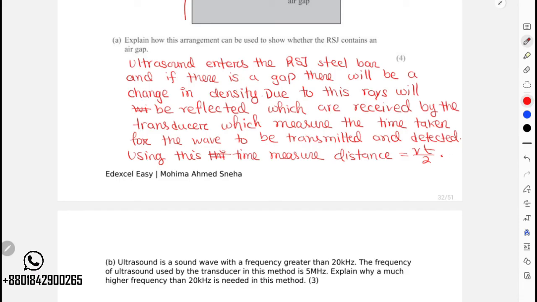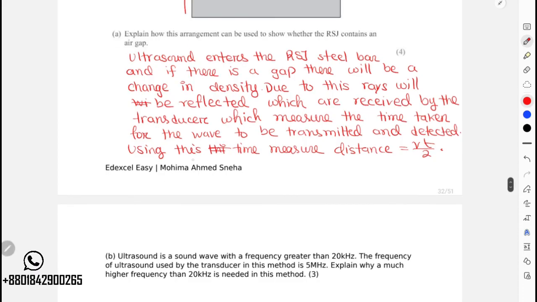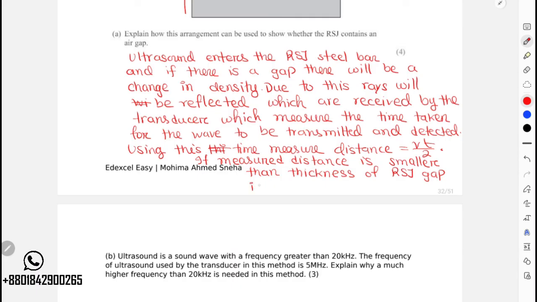We don't need to identify the result. We just need to explain how this arrangement can be used to show whether the RJS contains a gap or not, right? Actually, we have to write down the final statement also: if the measured distance is smaller than the thickness of the RJS, a gap is present.